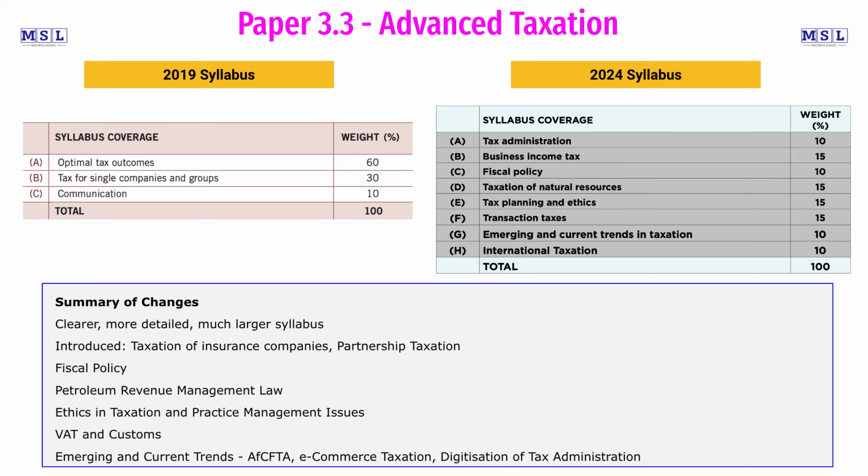So this syllabus has seen a major overhaul with new topics introduced. In our personal view, this syllabus is bigger, broader, and much larger. The advantage, however, is that students now have certainty on the mark allocation for different topics. In the past, it just said 60 marks for optimal tax outcomes in the old syllabus and 30 marks for taxation of single companies, right? So this is clearer and it makes for easy preparation by the candidate. But the downside is the syllabus is now bigger, it's now larger, and candidates have a lot more to learn, right, compared to the 2019 syllabus.